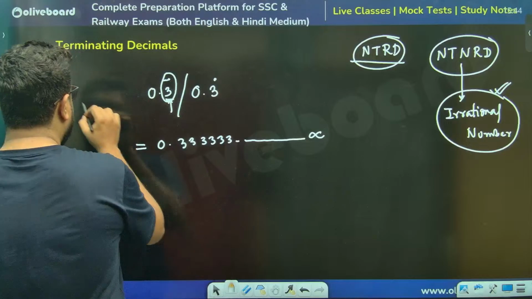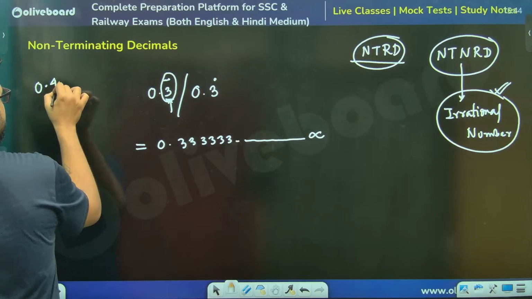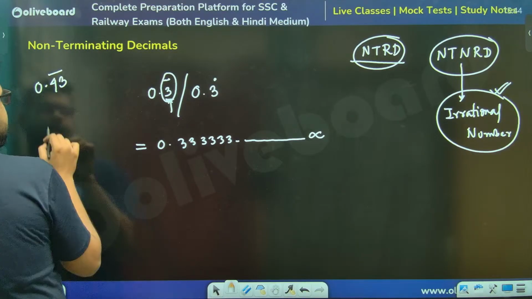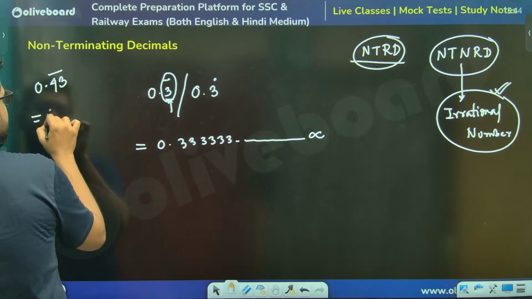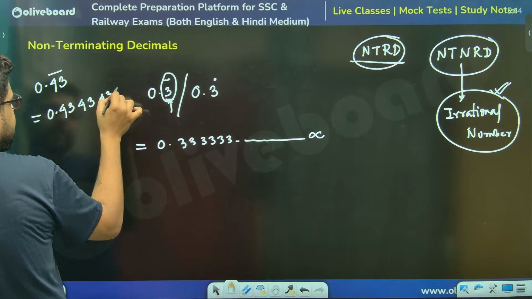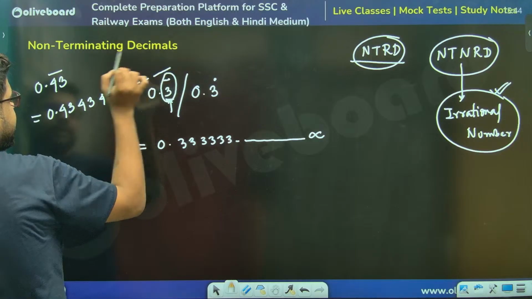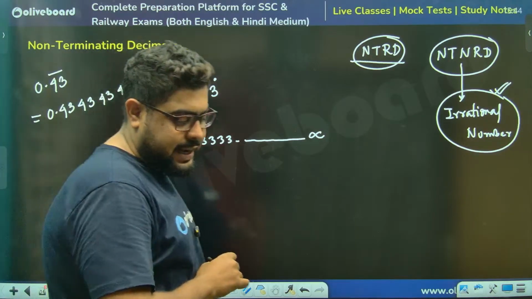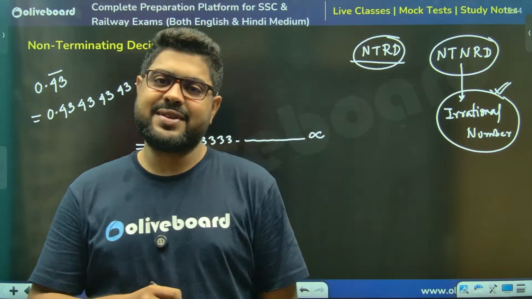Now it can be given like this: 0.43 with a bar over both digits. This means 0.43, then again 43, then again 43, then again 43, and it is continuing. You guys are getting my point?